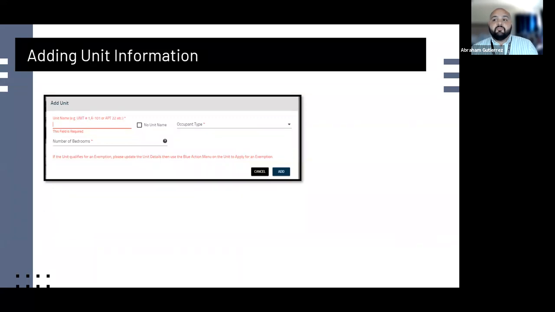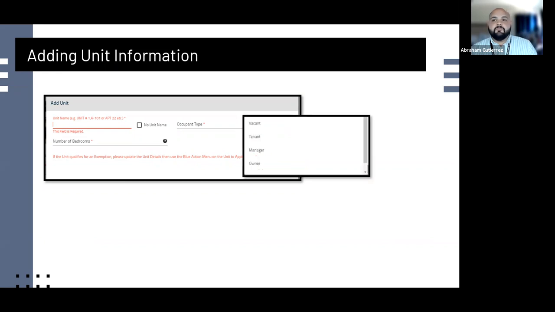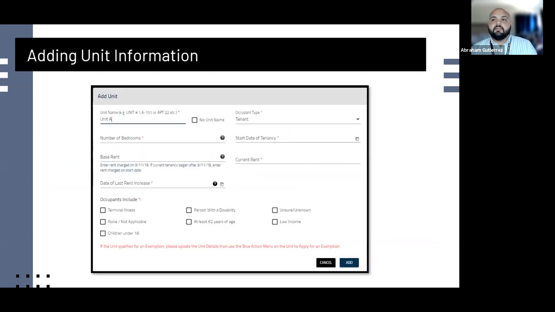When you click on the Add Unit button, you will get this first pop-up. A property owner can designate the type of tenant occupying the unit. In this example, we're going to select a tenant for the occupancy type. There we go. And we can advance it one more. So we can see all the fields that the registry will track and the information required for registration.